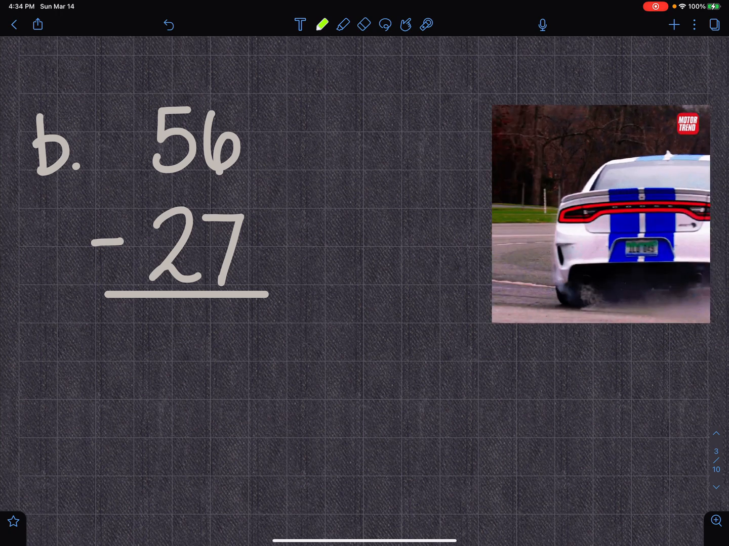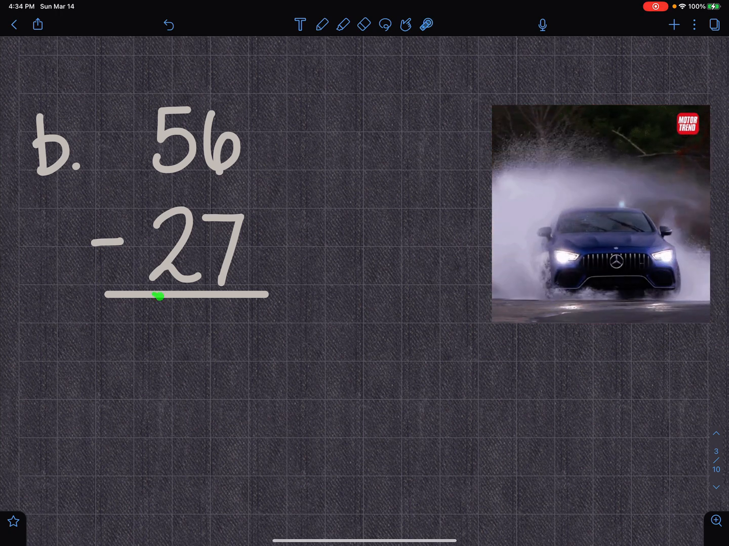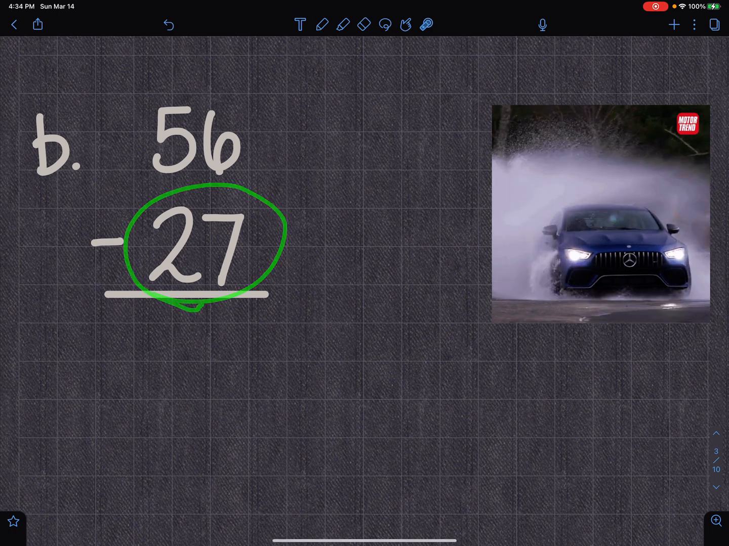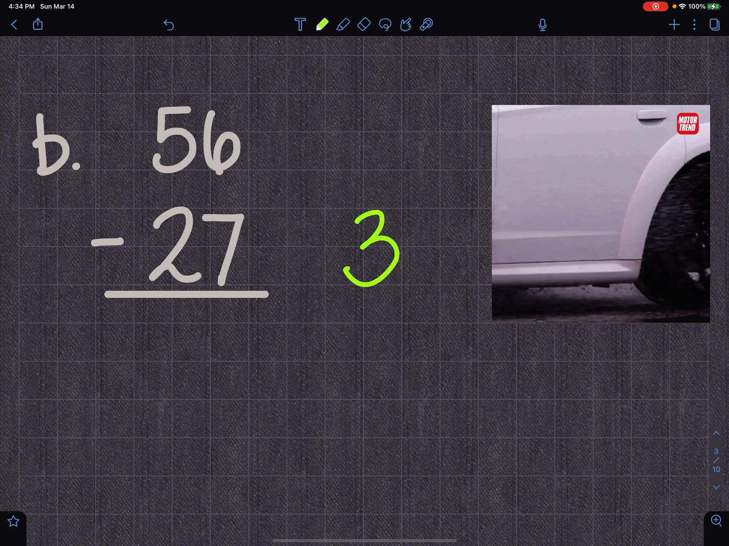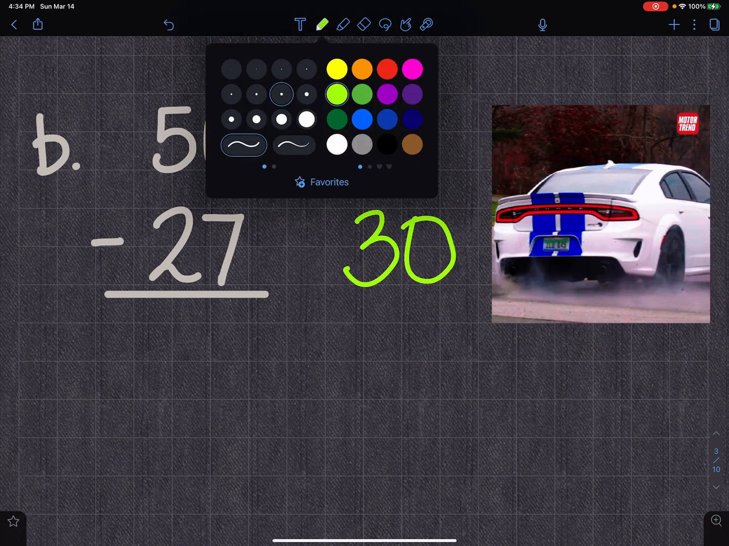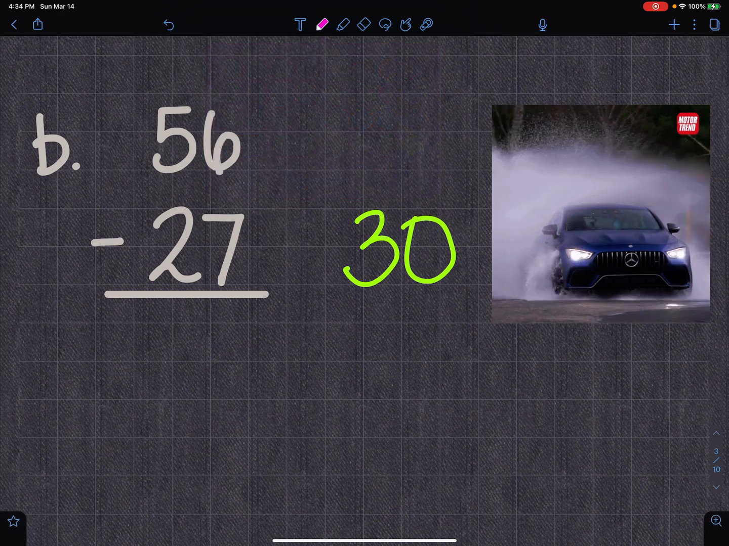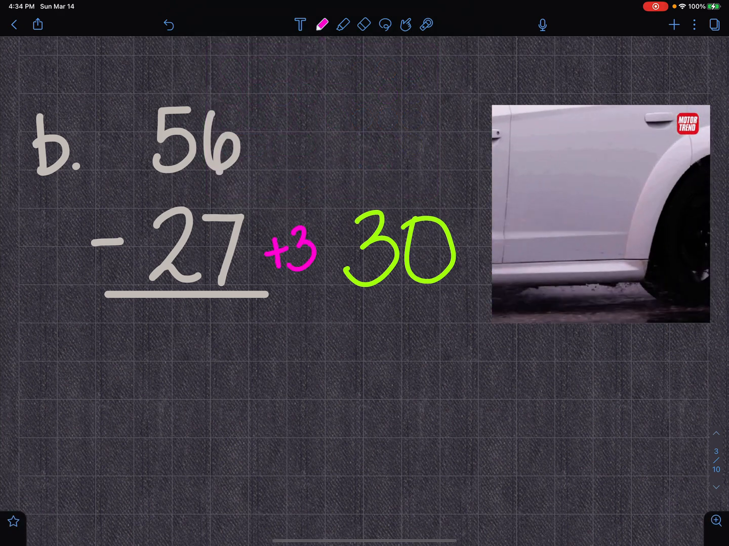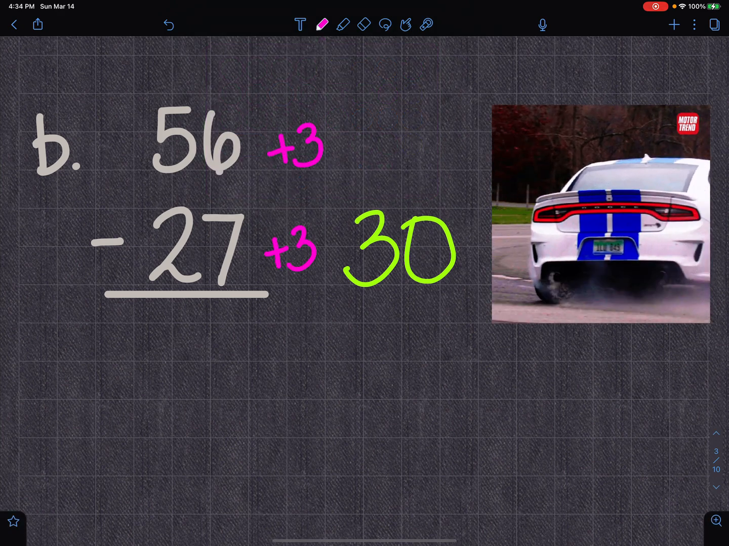Alrighty, let's do this one. So 56 minus 27. I want this number to end in 0, so I'm going to change it to 30. What did I do to change it to 30? I had to add 3. So let's add 3 to the top one.